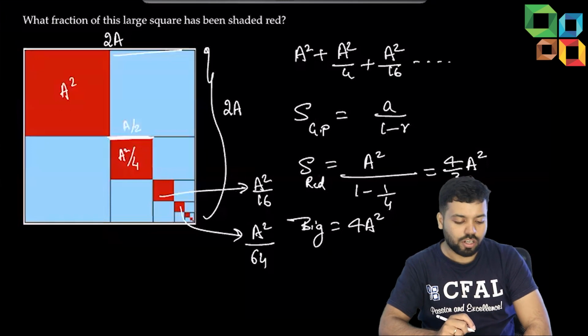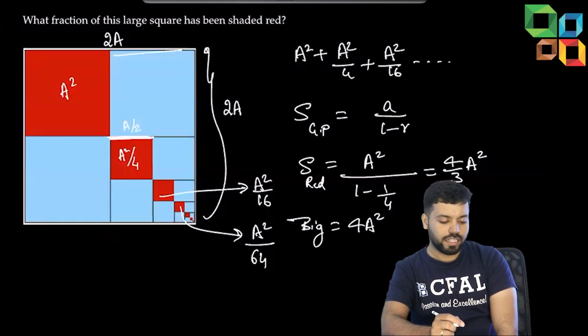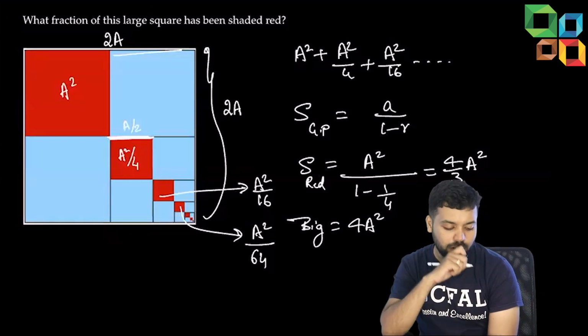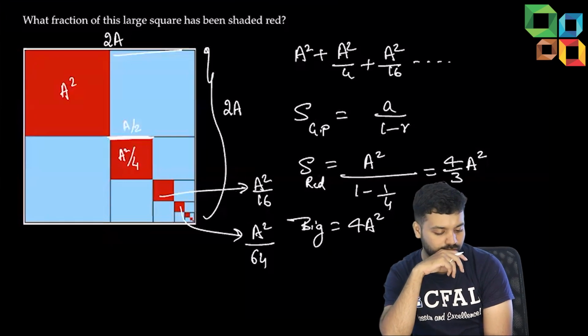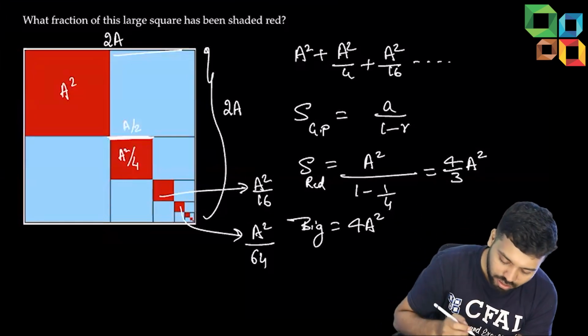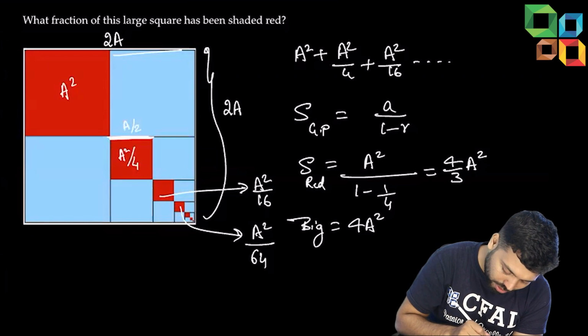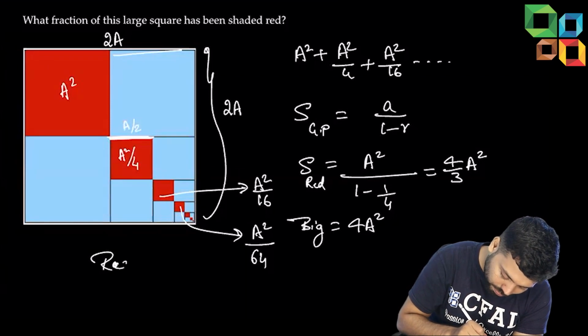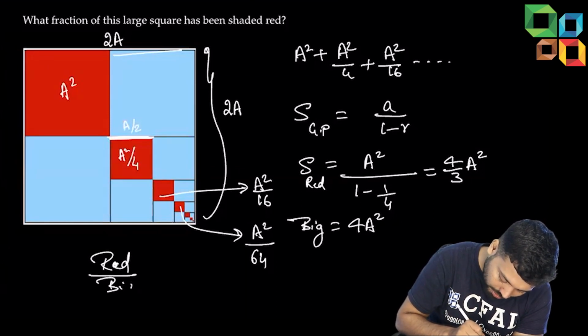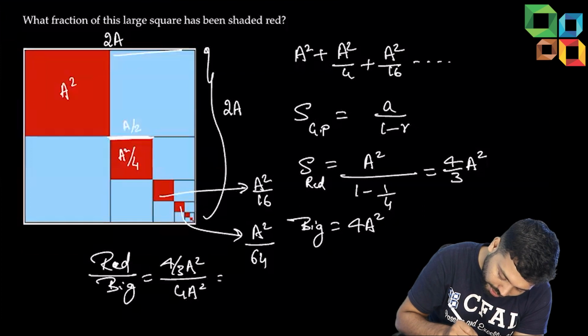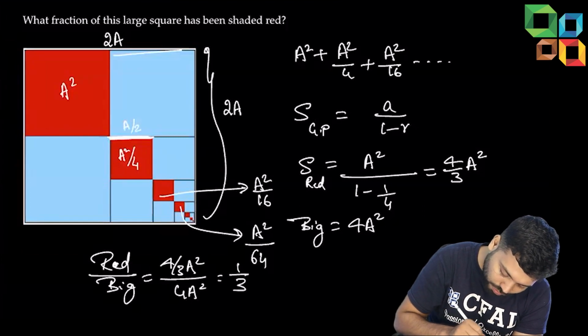Okay. Now, what fraction of the total area has been shaded red? So red by big area. This will be 4 by 3A square by 4A square, which is equal to 1 by 3.